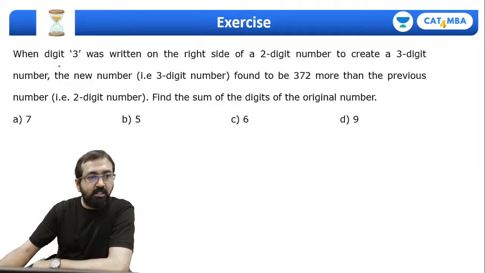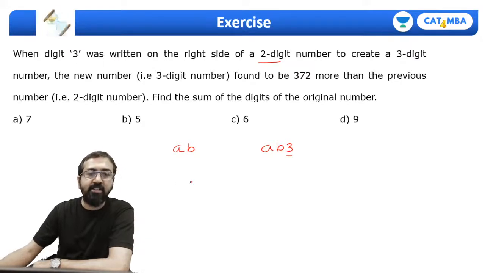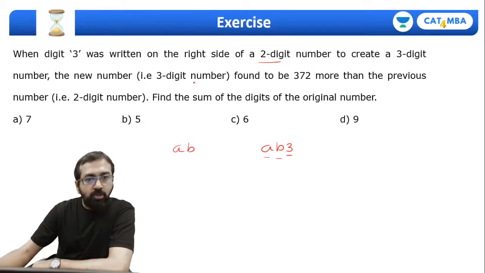When a digit 3 was written on the right side of a 2-digit number, so let me take a 2-digit number AB. Now if I write digit 3 on the right side of this 2-digit number, that means if I put 3 at the units place and make it a 3-digit number, the new number is found to be 372 more than the previous number.